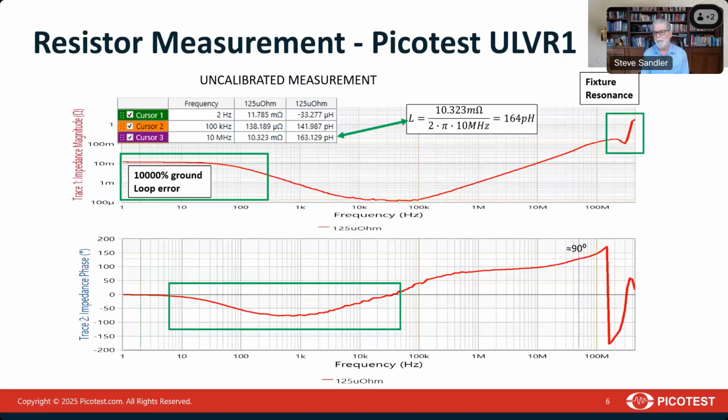It's actually one of the Picotest ULVR sample resistors. It's a resistor standard made for the purposes of validating measurements. That's something that we know. And if we measure this in an uncalibrated measurement, you can see in the top window we have the magnitude, and in the bottom window we have the phase. And I identified places that are incorrect, that they're errors.